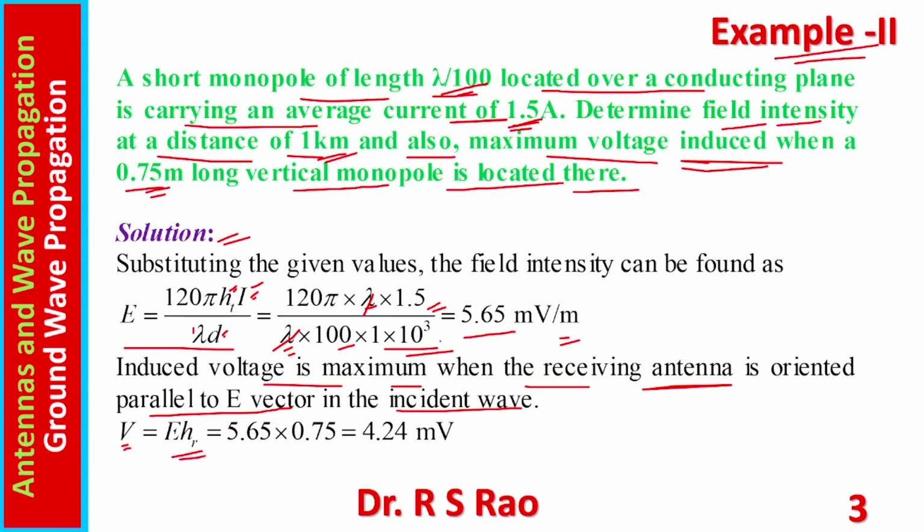E has already been calculated. It is 5.65 millivolts per meter. HR, effective height of receiving antenna, 0.75 meters. It is given. Multiplication gives us V as 4.24 millivolts. This is the answer to the second part of the problem.